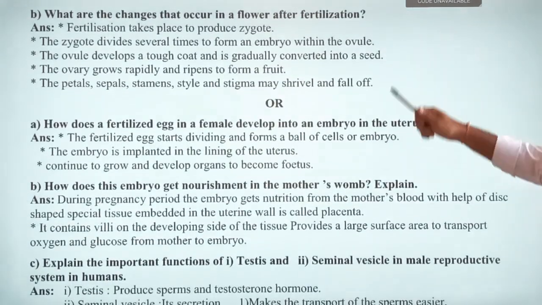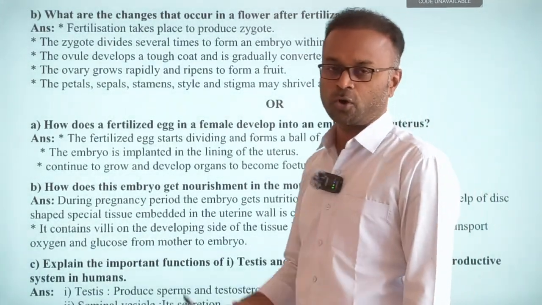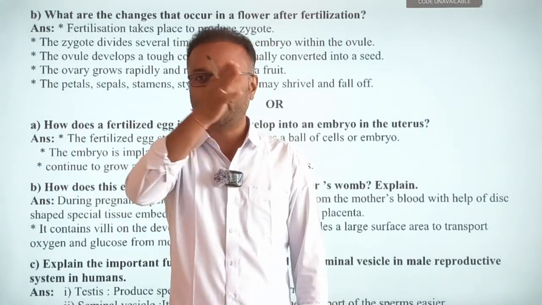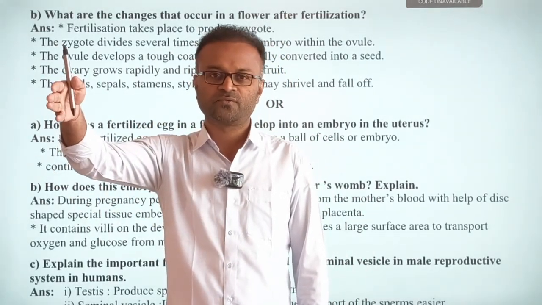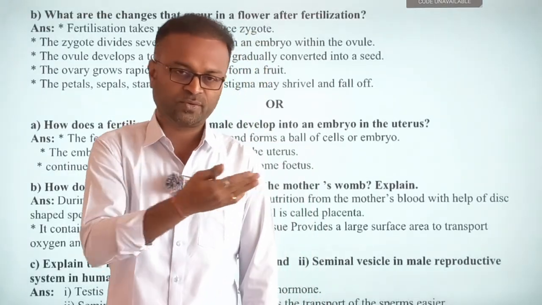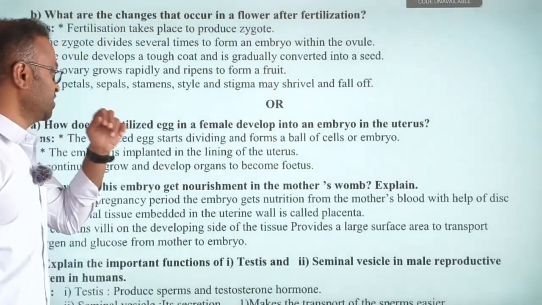Now, the changes that occur in the flower after fertilization. We all know that the zygote will develop into an embryo, the ovule will develop into a seed, the ovary will develop into a fruit, and all the remaining sepals, petals and so on will shed off. So that's what happens after fertilization.